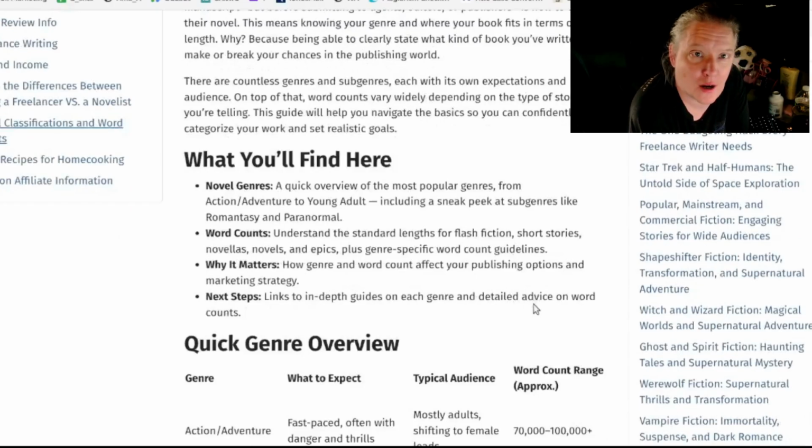So let's talk about this. There are countless genres and subgenres, each with their own expectations and audience. On top of that, word counts vary wildly depending on the type of story you're telling. With this guide, we'll help you navigate the basics so that you can confidently categorize your work and set realistic goals. So what you'll find here.